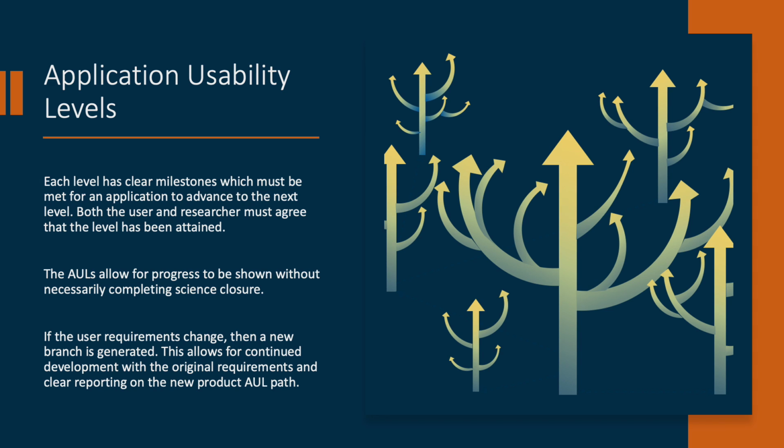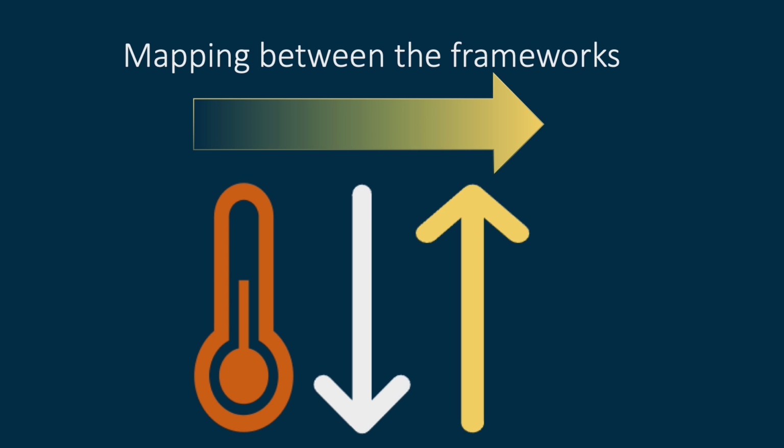We like to think of this as an aspen grove, so you have your basic science research at the roots, which can allow for multiple different users and use cases to come up as clear new trees. But along each use case, you may have different users with their own requirements or operational environments, which become new branches of the same or similar product. So how do we map between the different frameworks?